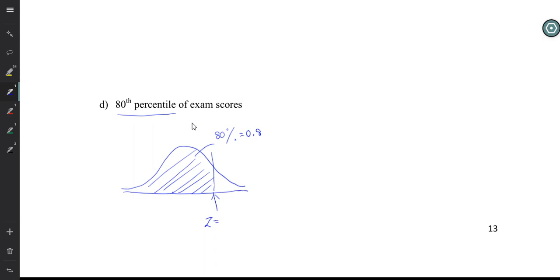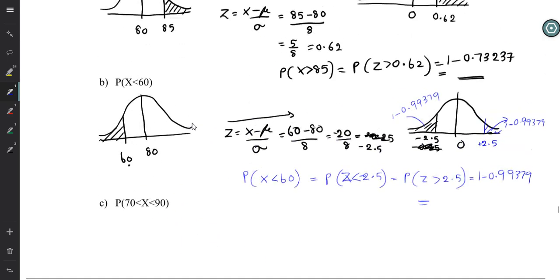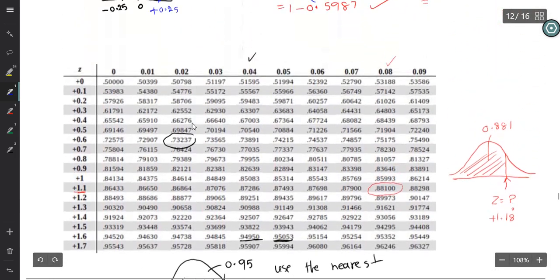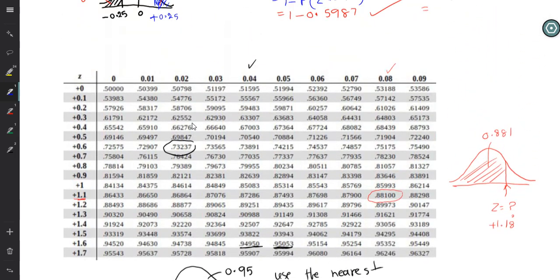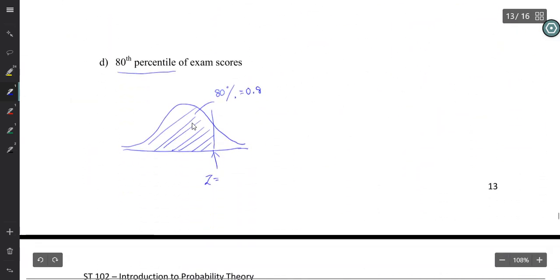Okay, so let's try to find the Z score of 80% or 0.8. Right, so let's try to find 0.8 or a value close. Okay, so here are the candidates for 0.8, 0.799, 0.8023. So what is the closest one? This one has 2-3 deviation and this one has only 5. So the closest will be 0.84, right? See, this is the closest, 0.84. So the Z score of 80th percentile is 0.84.